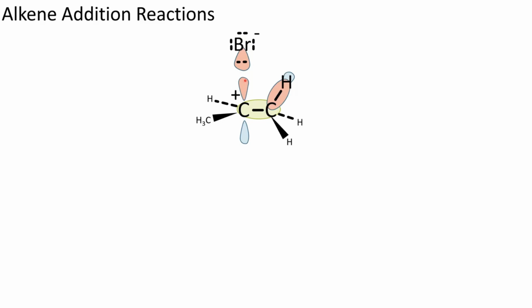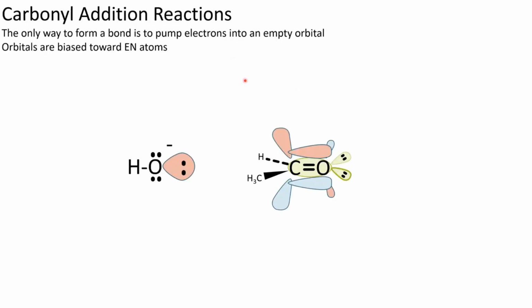It's so cool. All right, the last one of these that I'm going to show you, and then we're going to move on to something else. Carbonyl addition reactions. Bonds are biased towards the electronegative atom. Orbitals are biased towards an electronegative atom.